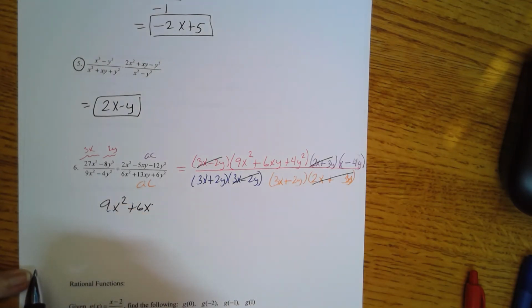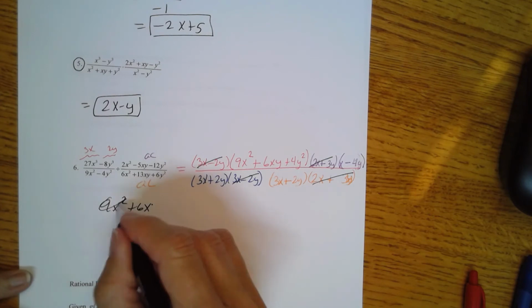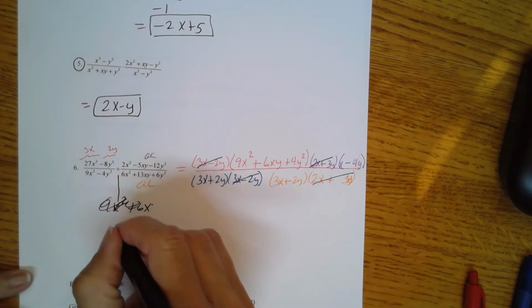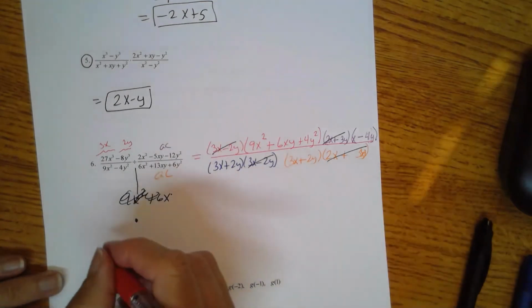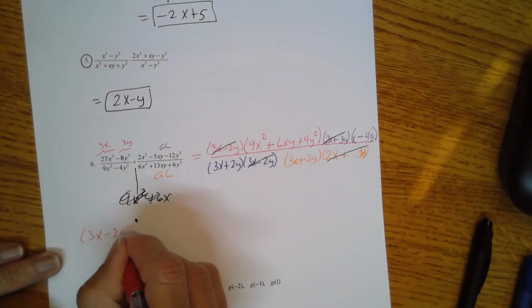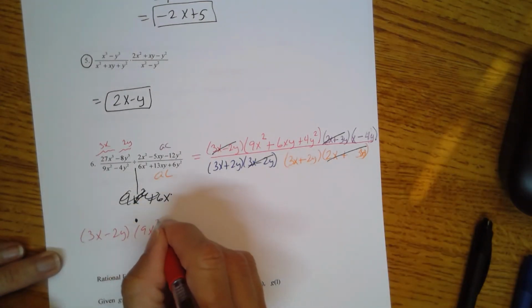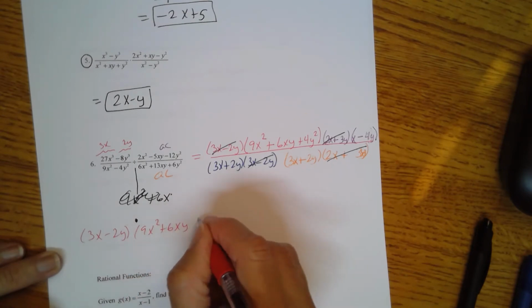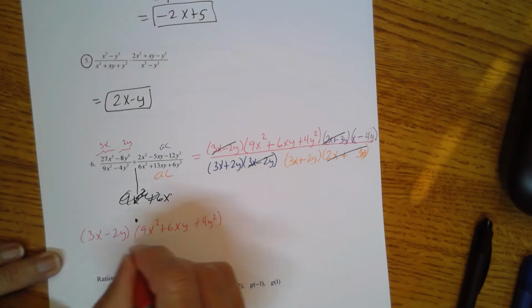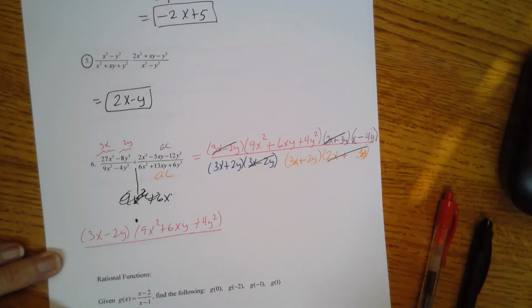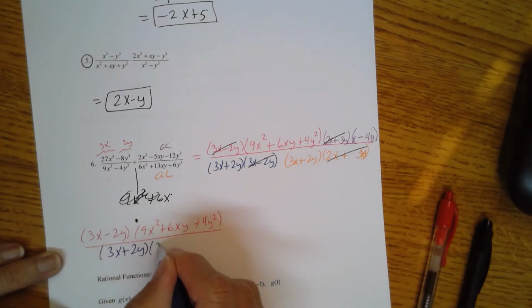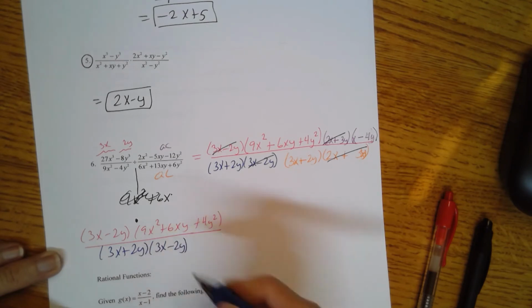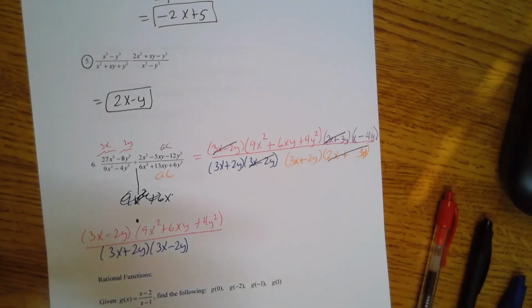Aw, man, I messed up. I am so sorry. Didn't even look at that. Division should become multiplication. So let's rewrite this. So my 3x minus 2y, and then 9x squared plus 6xy plus 4y squared. So nothing on the first one's going to change. That still stays as a 3x plus 2y and a 3x minus 2y. Don't do what I just did, right? Look at your symbol. This is a division.